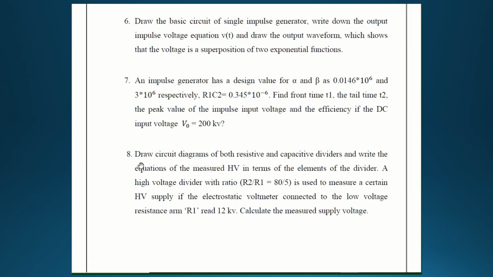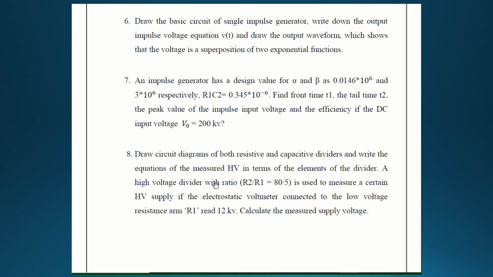So in question 8, he asked us to draw the circuit diagram of both resistive and capacitive divider and write the equation of the measured high voltage in terms of the elements of the divider. So he wants us to draw the circuit diagram for the resistive and the capacitive, and we have to write both formulas for the resistive and capacitive.